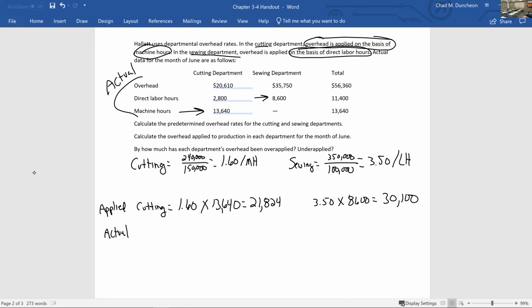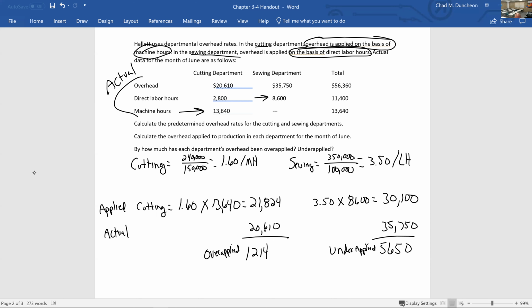Now it says, what is the variance? Our actual in the cutting department was 20,610. If we did that out, we would find that it was 1,214 over applied, because we applied more than the actual cost. So it was over applied. However, the actual cost in the sewing department was 35,750, so it was under applied there, right? Because we applied 30,100, but the actual cost was 35,750.